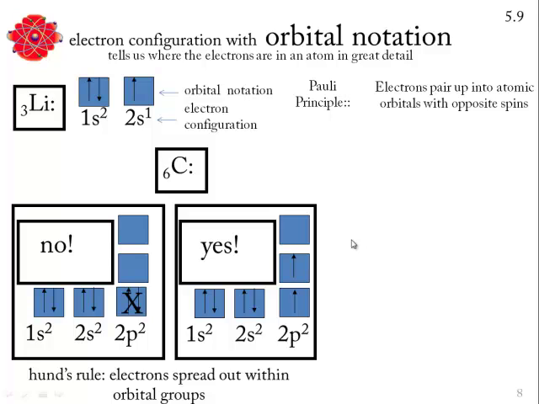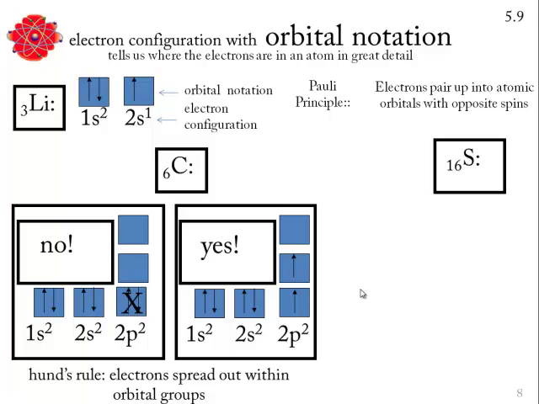This teaches us a lot about bonding, and later we'll learn about something called lone pairs. So it is consistent with observed phenomena. This is the observation that electrons spread out within an orbital group. It's called Hund's rule. There it is written out right there. Spread them out.